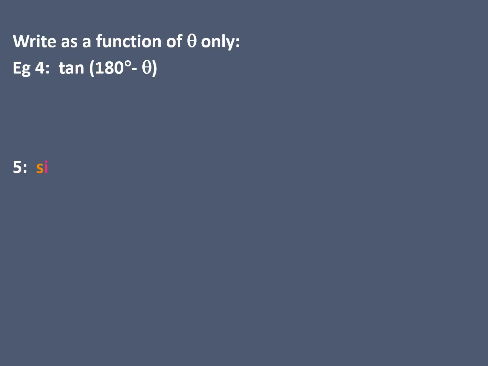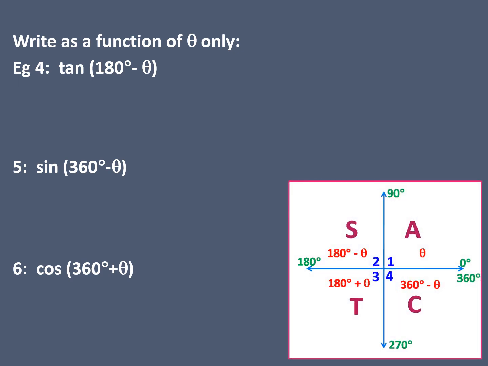Here are 3 more for you to try on your own. Pause the video now. If we look at the CAST diagram, 180 degrees minus theta is in the second quadrant where tan is negative. Question 5, 360 degrees minus theta is in the fourth quadrant where sine is negative.